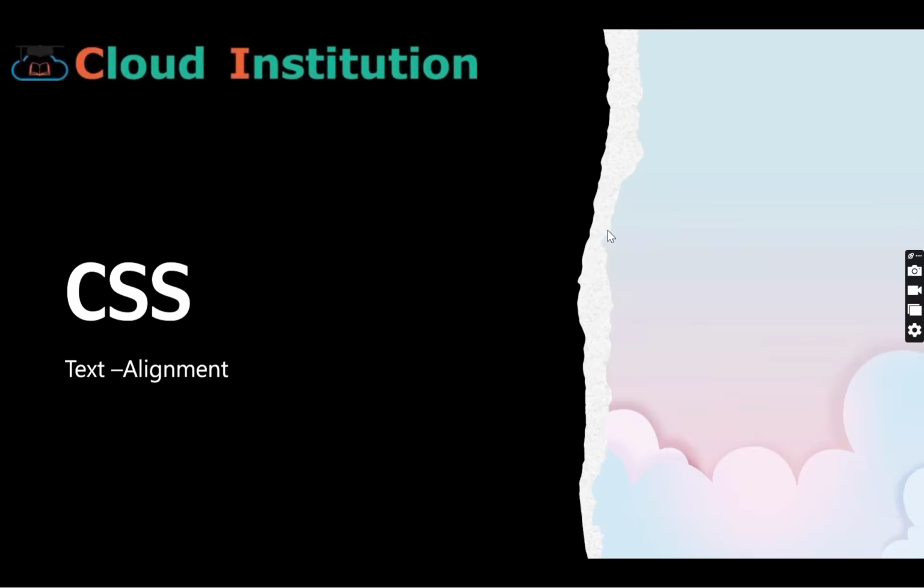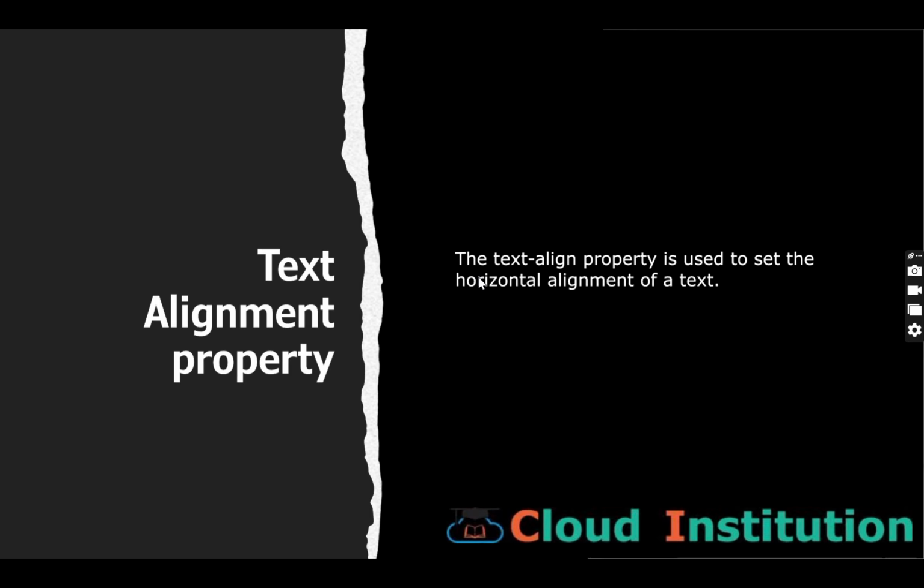In this video, we will see about text alignment. In the previous video, we covered the box model and how to create it. If you haven't gone through it, you can go through our CSS tutorial playlist. Here we are going to cover the text-align property. Text alignment is used to set the horizontal alignment of the text. So let's see it with a practical.